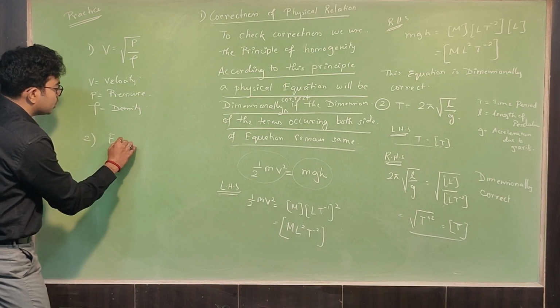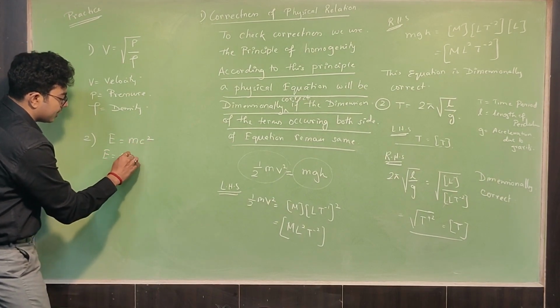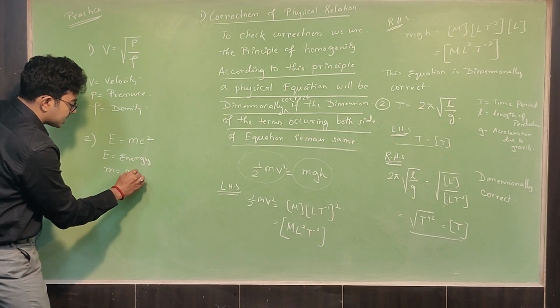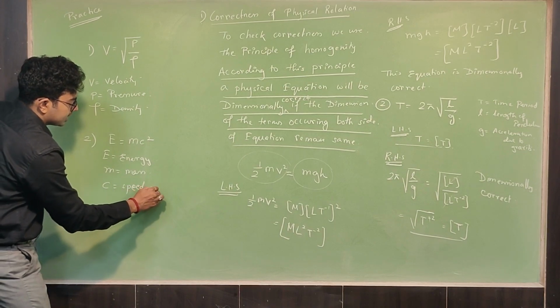E is equal to mc square. E here is energy, m is equal to mass and c is speed of light.